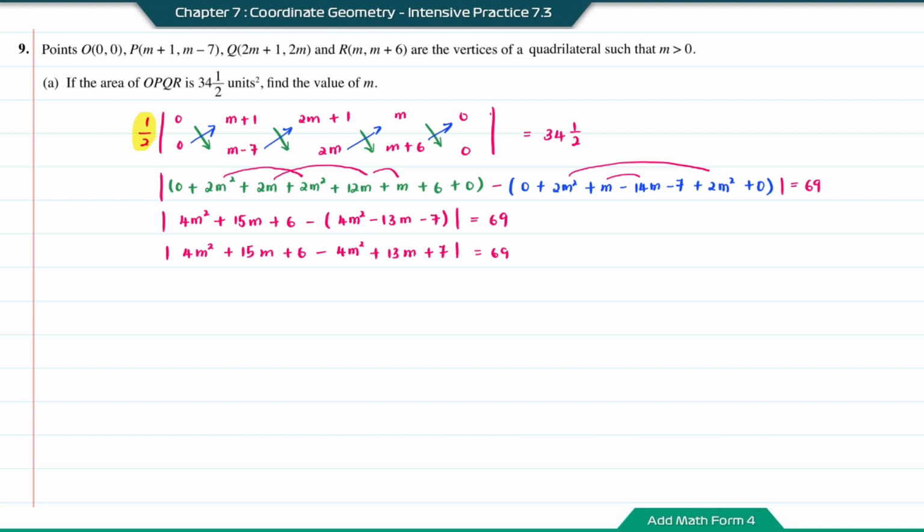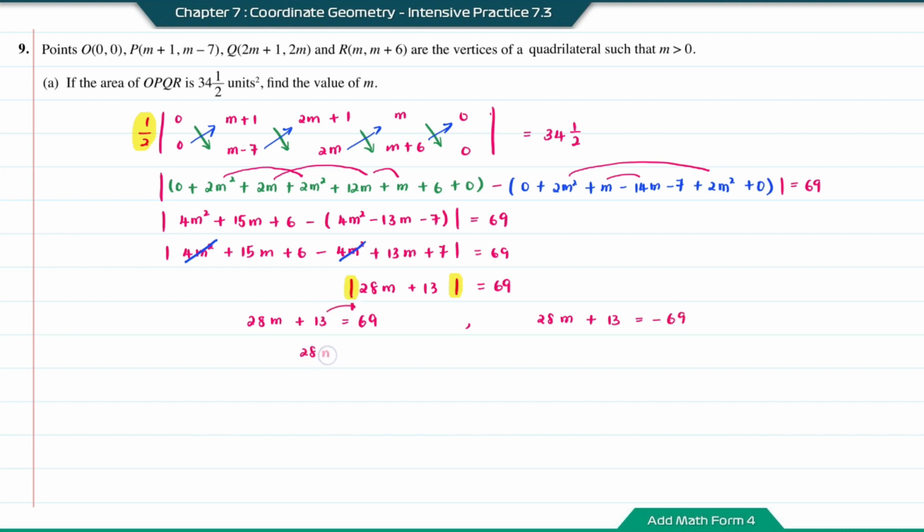So here 4m squared minus 4m squared, this will cancel. So 15m plus 13m, we're going to get 28m. And positive 6 plus 7, we're going to get positive 13. So this is equal to 69. So next, I'm going to remove the modulus signs. So we have two possible answers. One is positive 69. The other one will be negative 69. So 28m plus 13 equal to 69. The other one will be 28m plus 13 equal to negative 69.